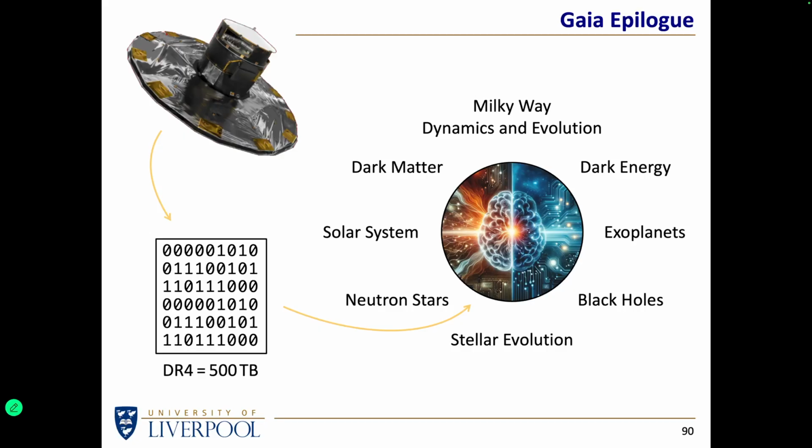In the next 10, 20, 30 years, Gaia data is going to be used by every ground-based telescope, every new space telescope. It's going to be used by astrophysics research projects for the next quarter of a century. Its legacy will live on.